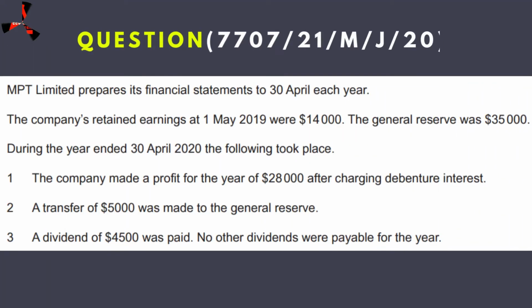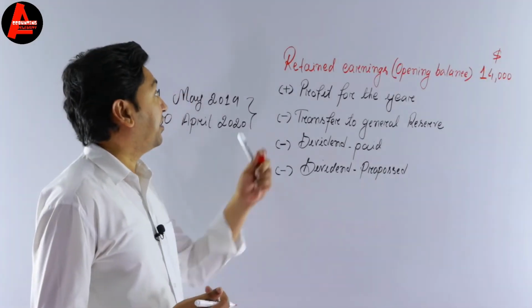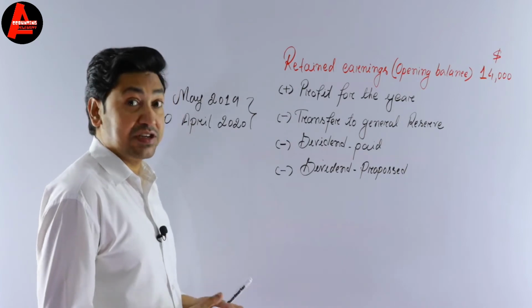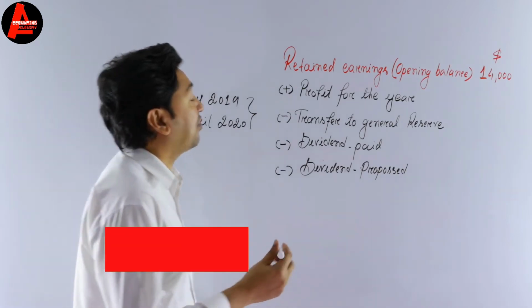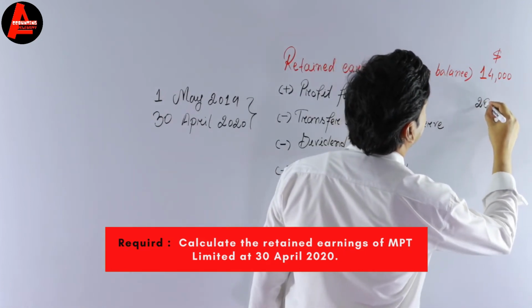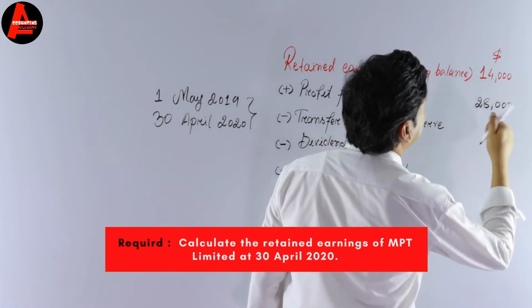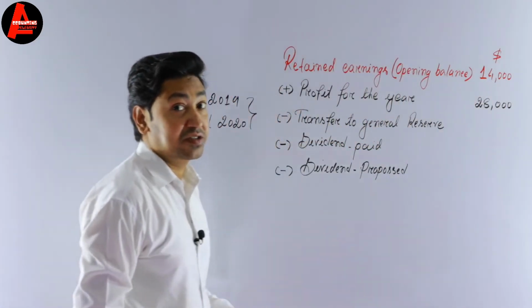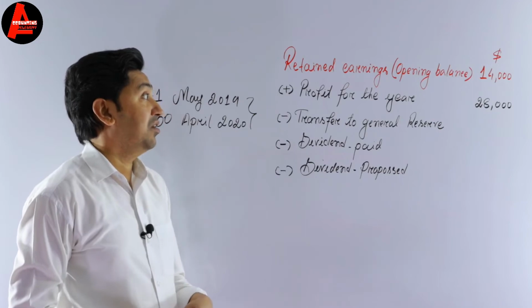Okay, very good. Now let us have a look at the question once again. During the year ended 30 April 2020, the following took place. Okay, number one, company made a profit for the year of $28,000 after charging debenture interest. Okay, so profit for the year is given here in this question. It is $28,000. Okay, so let us write here $28,000, and we will add this amount with this $14,000, the retained earnings opening balance.